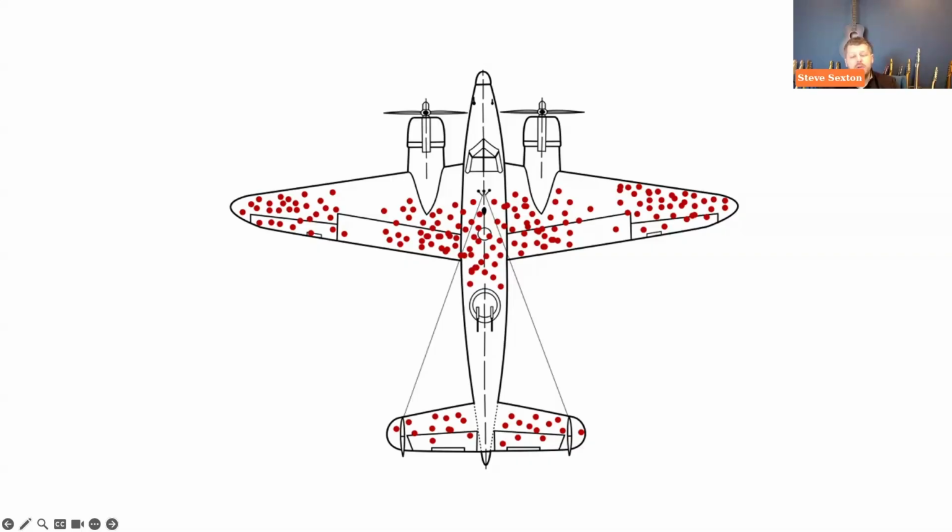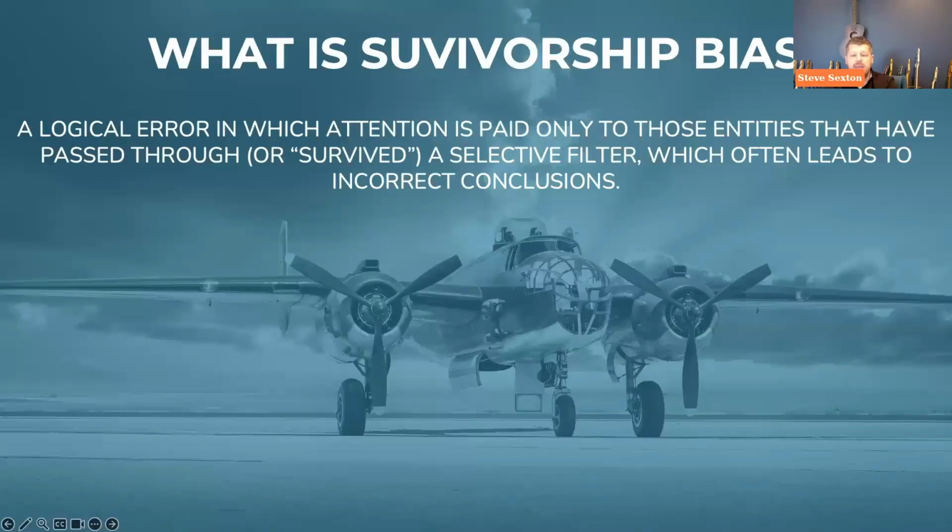The reason that we utilize this picture is because it really depicts what we're calling survivorship bias. Survivorship bias is a logical error in which attention is paid only to the entities that have passed through a selective filter. Now, what does that mean? It means we're basically utilizing the data that's available to us or easily accessible to us to make some sort of decision moving forward.